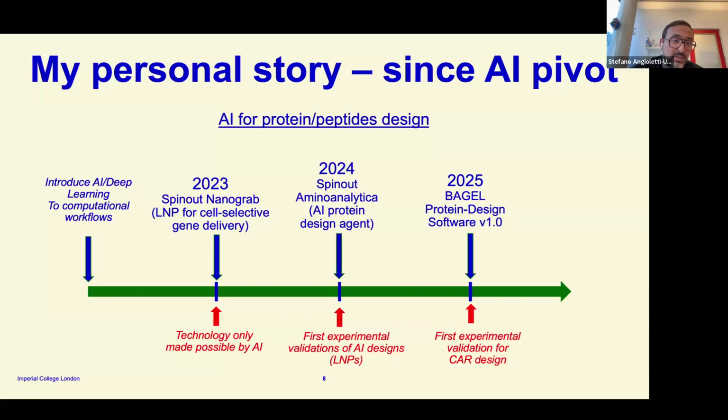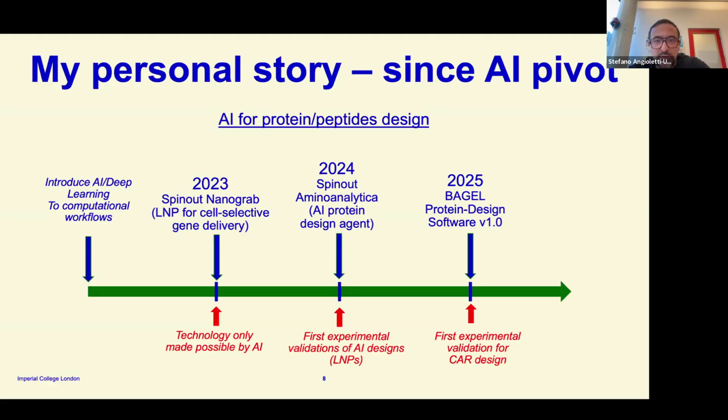In 2023, we spun out a company from my group, Nanograb. This company combined the previous work that I did on targeted delivery using nanoparticles with, let's say, a bit of technology that was only made possible by the use of AI. Before that, I would never have been able, with the work I previously did, to build this technology, but that was the first thing enabled by AI in my group.